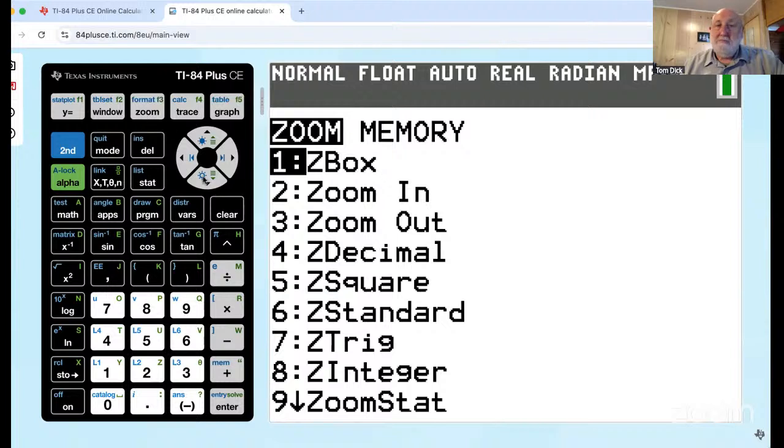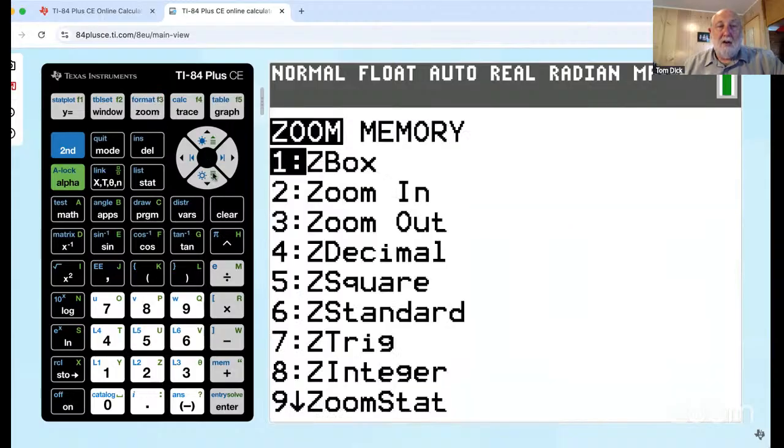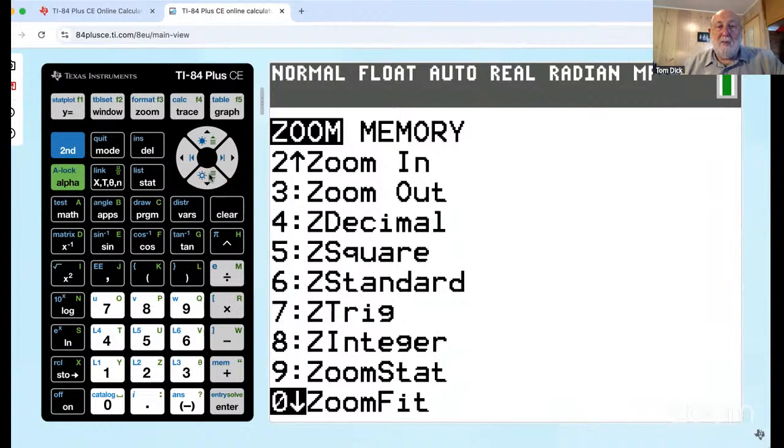I'm going to take a misstep on purpose here. I'm just going to go to the window I usually like to go to, Zoom Decimal. But it's maybe not the best window for this particular polynomial. For example, the vertex of that parabola is off the screen. So something we could do to fix this a little bit is go back to Zoom and go down to, well, let's keep arrowing down. There's more. Oh, Zoom Fit.